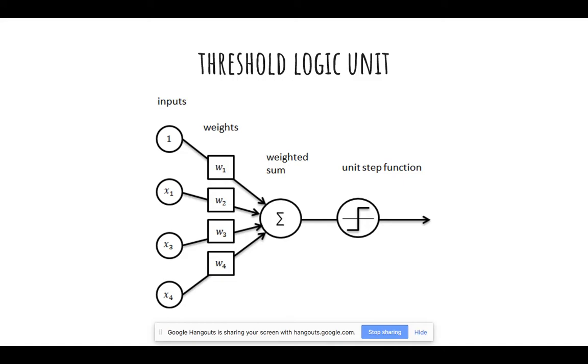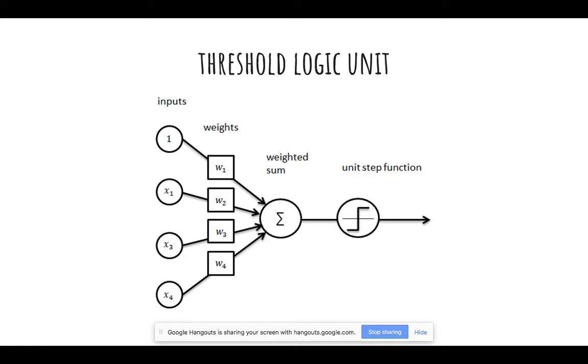1943, Warren McCulloch and Walter Pitts developed an artificial neural model, which is called the threshold logic unit. As you can see, it's the same as a biological neuron. The dendrites now are the inputs. In addition, we have weights because not every input contributes in the same manner to our output.